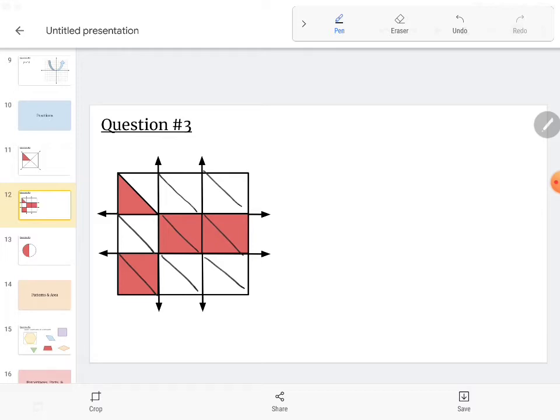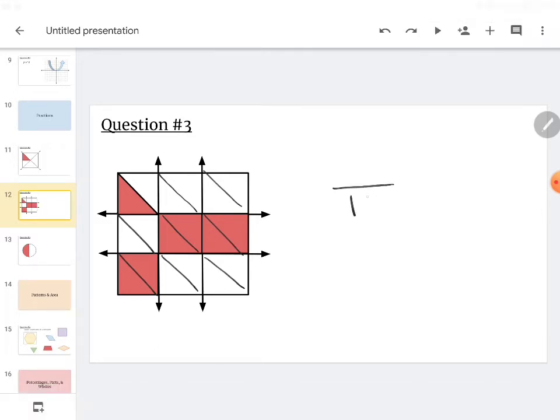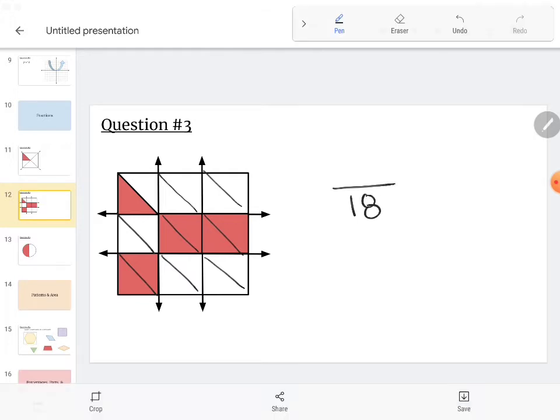Every single bit of this square is split into equal parts. It's into even parts. Everything is the same size. Now all we need to do is figure out what parts are shaded and how many we have altogether. Well, we know we have 2 triangles per square, so we're going to do 2, 4, 6, 8, 10, 12, 14, 16, 18. We know that we have 18 sections altogether of our square once we got done splitting it all into equal parts.